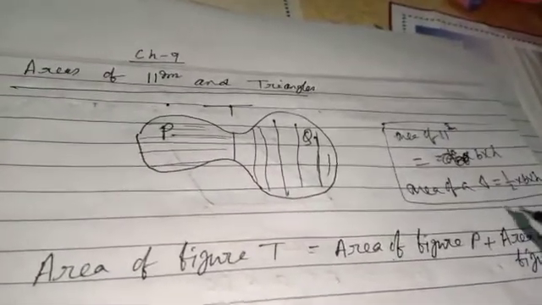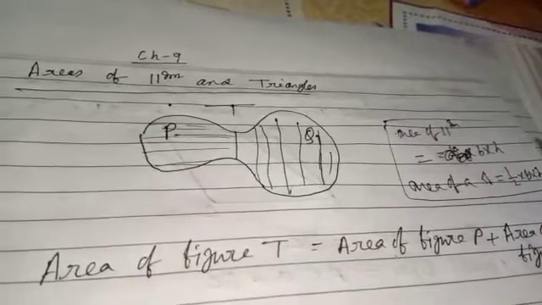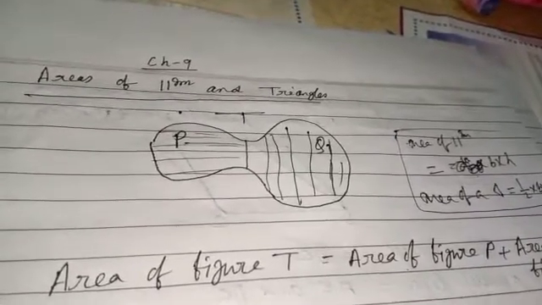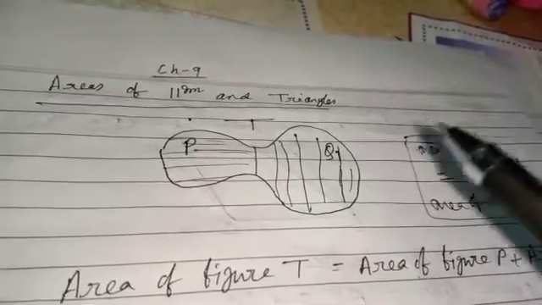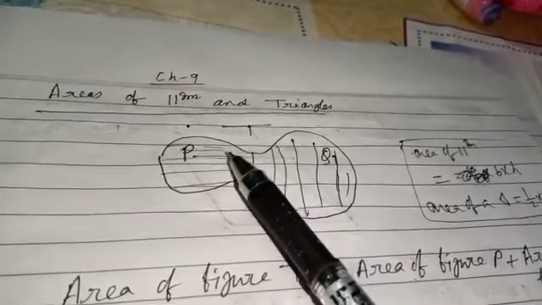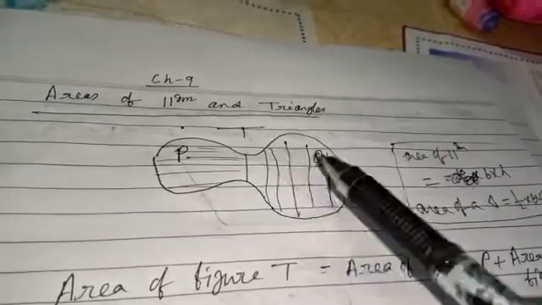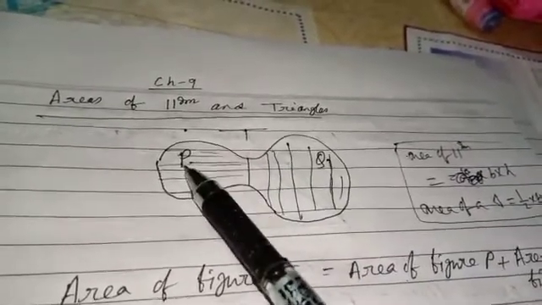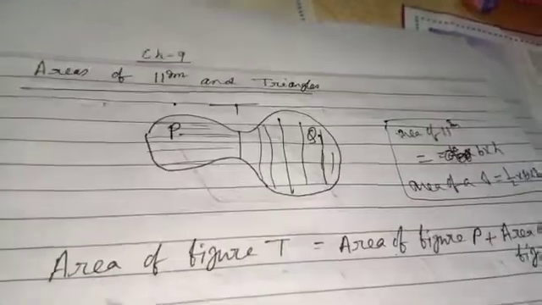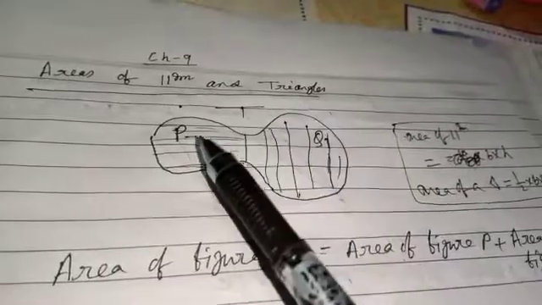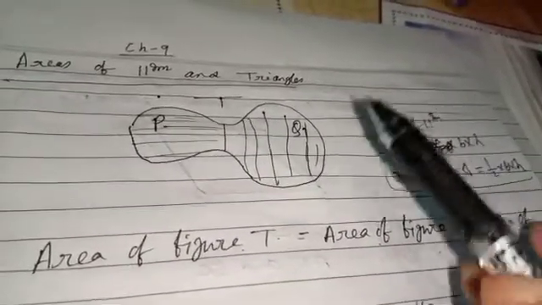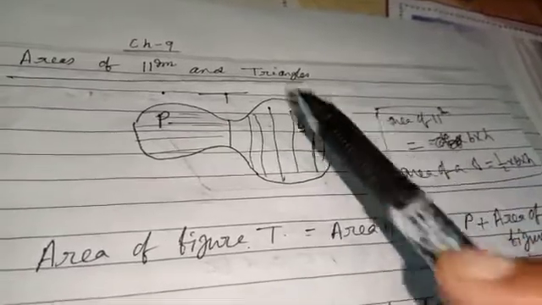But here we will compare the figures. Okay, see, this is a figure. The name of this figure is T, and you can see there are two parts of this figure. The name of this part is P and the name of this part is Q. So we can find the total area, that is the area of figure T, as area of P plus area of Q. This is not a parallelogram or triangle, this is just a simple figure.